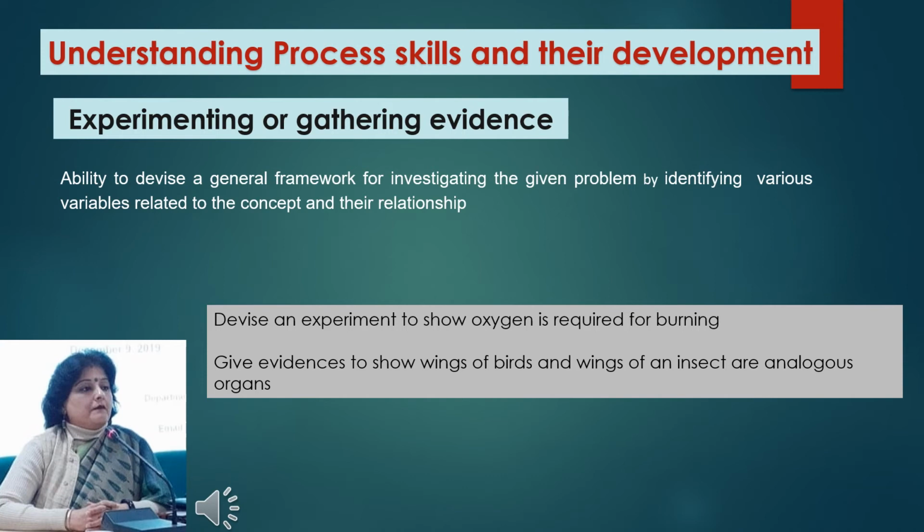For example, the students can be told to devise an experiment to show that oxygen is required for burning. Or they could be asked for evidences to show that wings of birds and wings of an insect are analogous organs. Because in this case, the experiment is not possible. In most of the concepts which are related to biology, experiments are not possible because we can't have controlled situations. But we can definitely look for evidences.